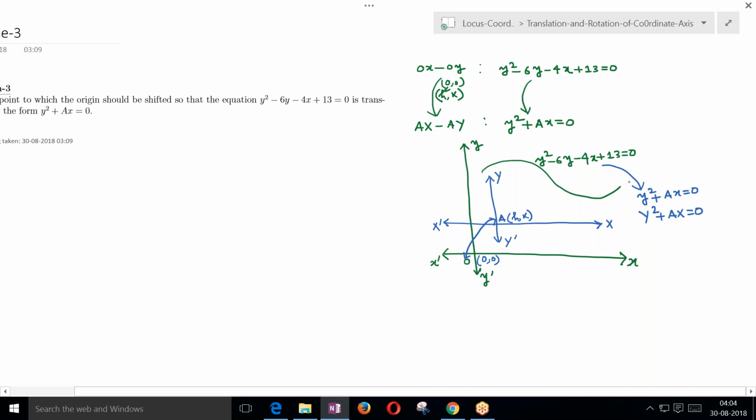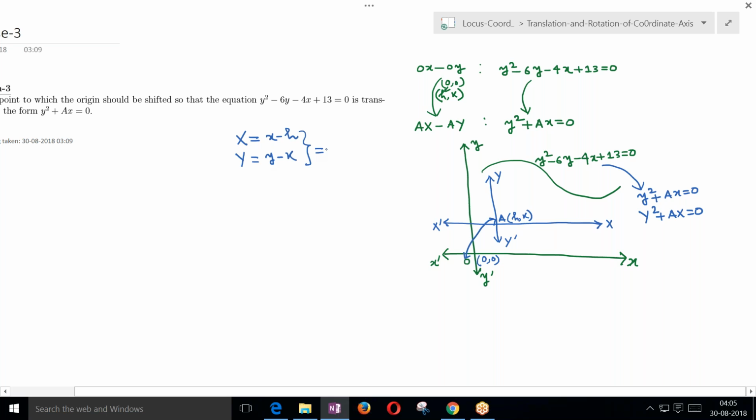So the transformation happened is from y square minus 6y minus 4x plus 13 to y square plus x. How does this transformation happen? As you know pretty well, if the origin has been shifted from (0, 0) to (h, k), then we know the relation: capital X is equal to x minus h, and capital Y is equal to y minus k. We need to find the value of h and k.